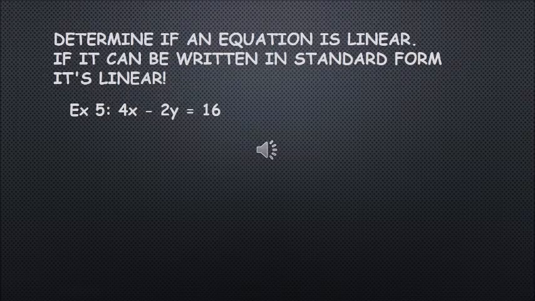However, when you look at 4, 2, and 16, the GCF of a, b, and c is not 1, it is 2. So what I'll do to write this equation in standard form to show that it is a linear equation, I will divide every term by 2.